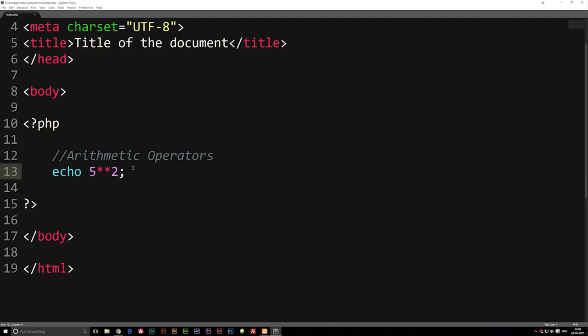So these are some of the basic arithmetic operators we have inside PHP, and this is really all we're going to talk about in this episode.